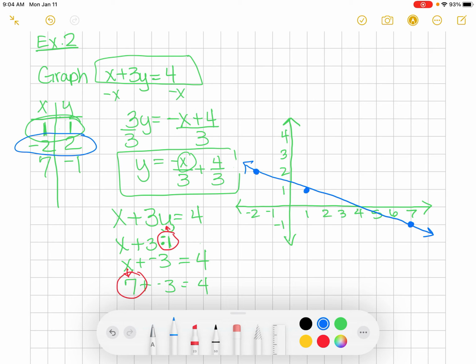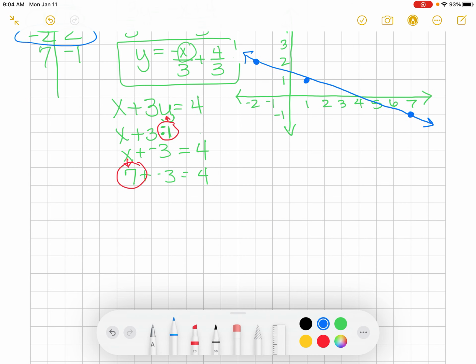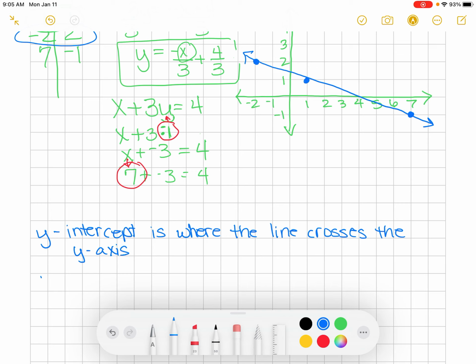Okay. Now, before we finish on this one, I want to show you something else that they're going to ask you for today, and that is X and Y intercepts. So let's talk about that. A y-intercept is where the line crosses the y-axis. And then the x-intercept is the same thing, but where the line crosses the x-axis.